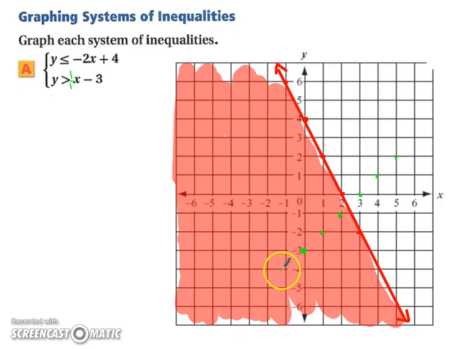You could also go down 1 to the left 1, and then draw your line. We now have a dashed line that represents y is greater than x minus 3, and now our last step is to shade. So y is greater, so we're going to shade above.